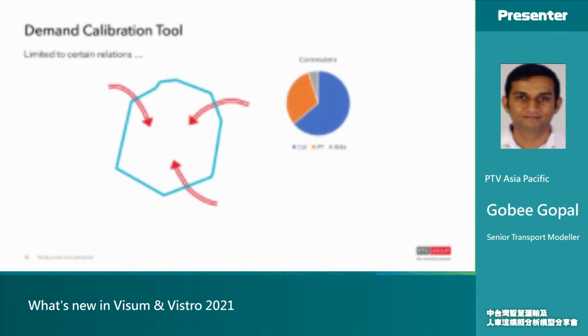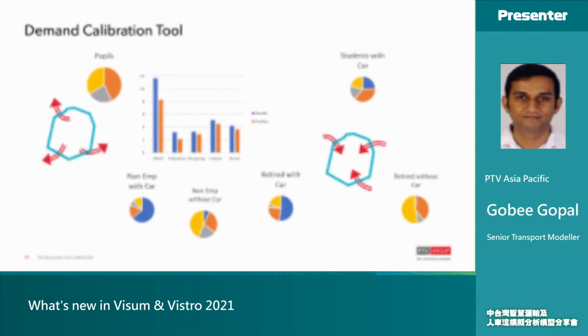There is a limit to certain relationships. It is limited within 4-step models. Under the demand calibration tool, what you can use is the 4-step logit choice model.